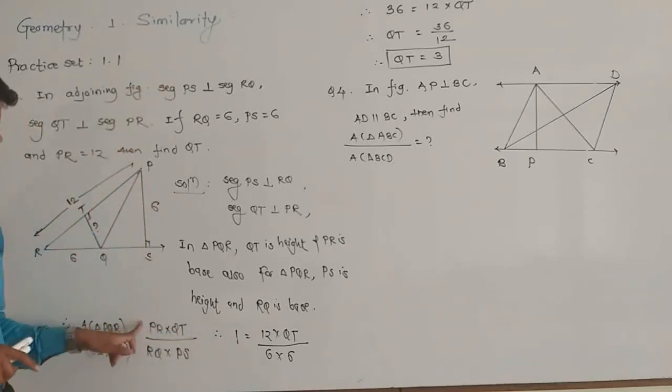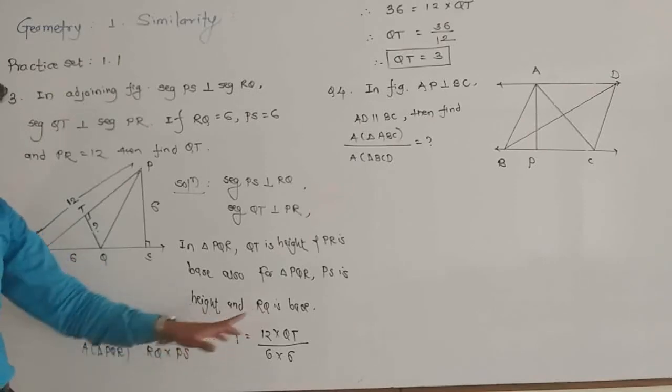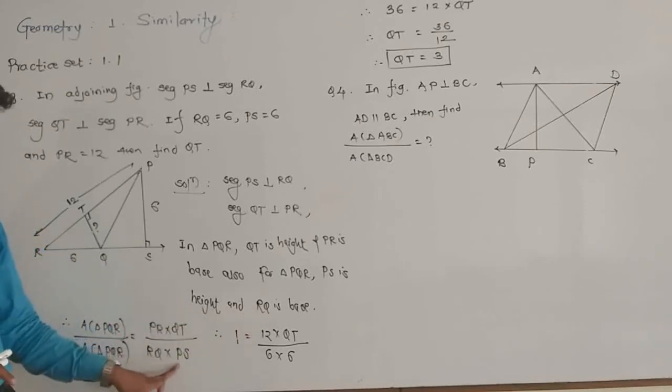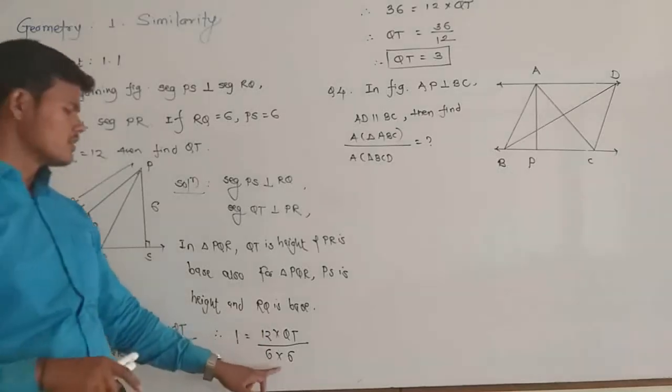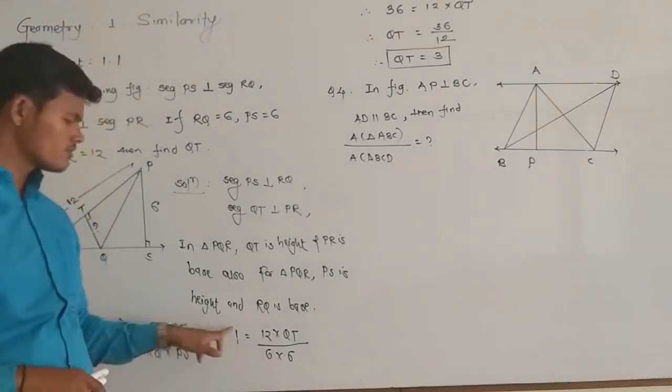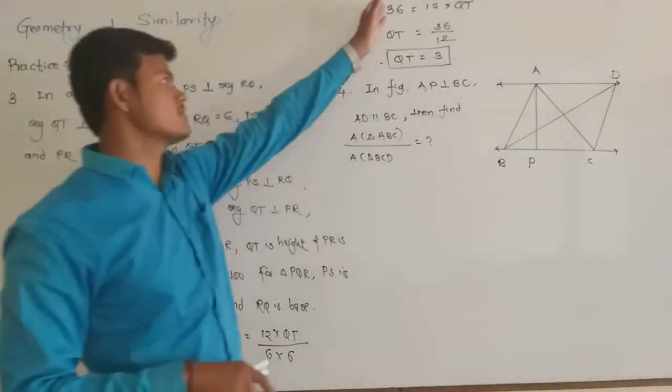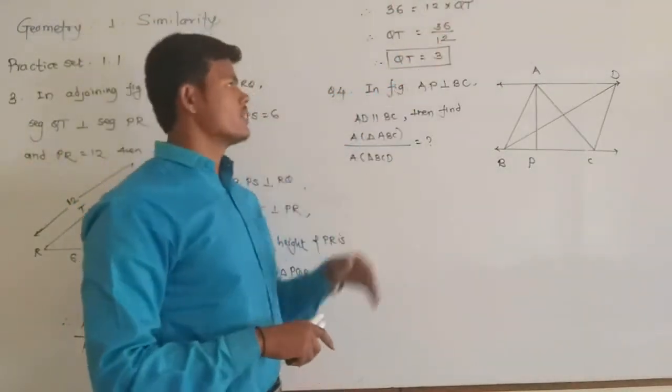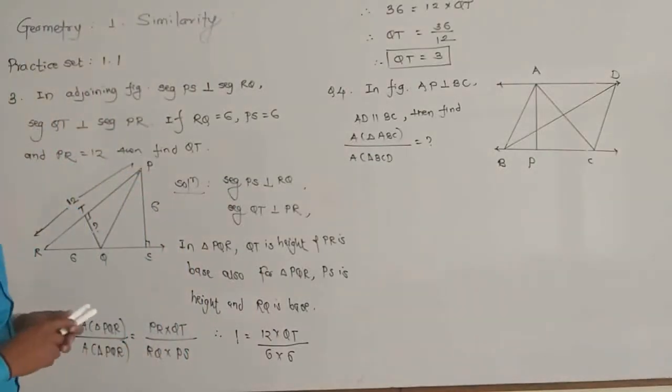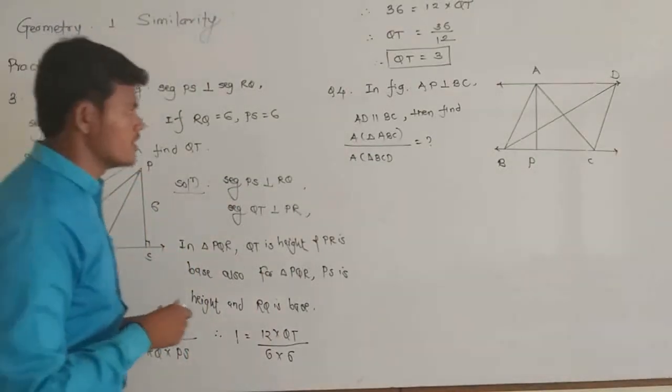So length of PR is 12, and we have to find the length of QT correctly. So as it is, divided by RQ multiplied by PS, length of RQ is 6, PS is also 6. To find QT, 6 into 6, 36, goes to the multiply. So we get 36 is equal to 12 multiplied by QT. So we get the length of QT as 3. This is how the length of QT is 3.